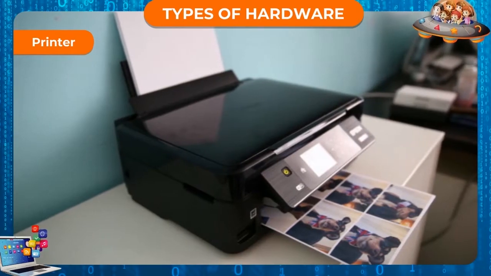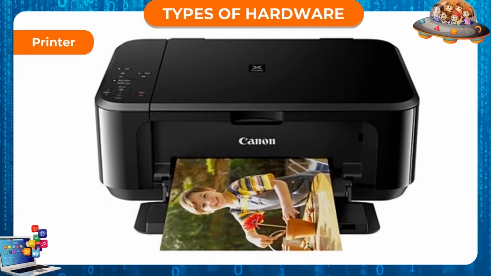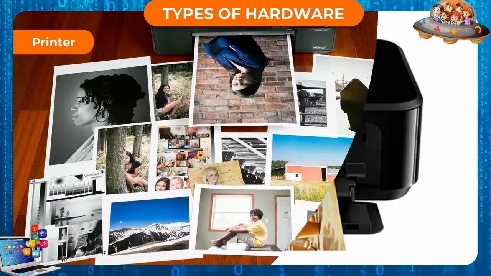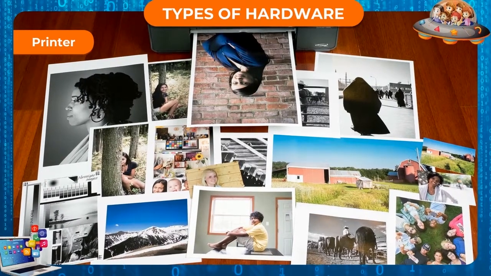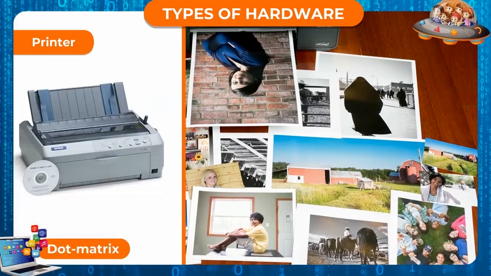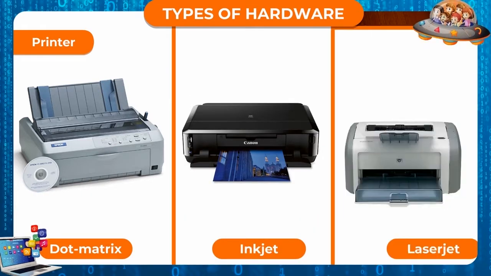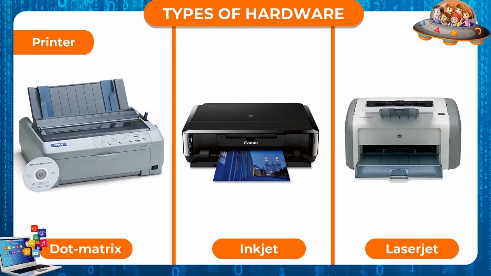Printer. A printer prints documents or pictures onto paper. The printed sheet of paper is called a printout or hard copy. Dot matrix, inkjet, and laserjet are three types of printers that are available in the market.